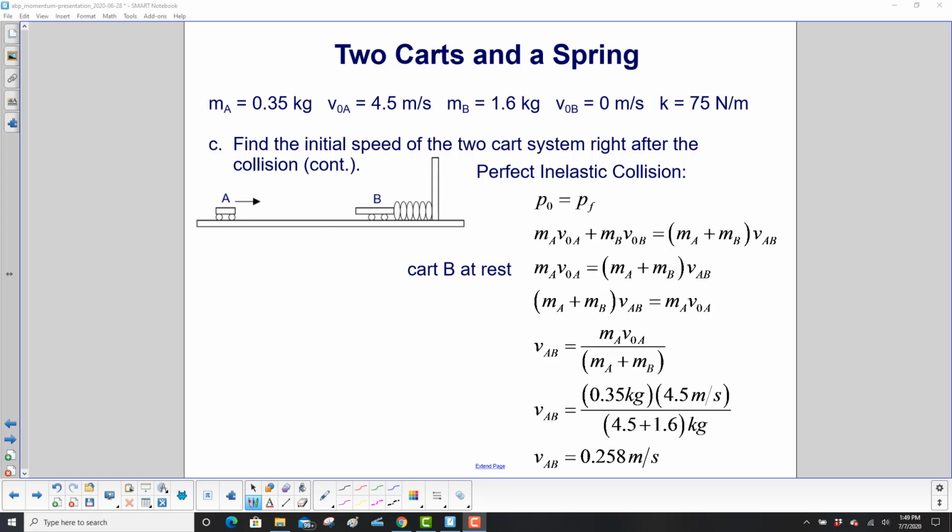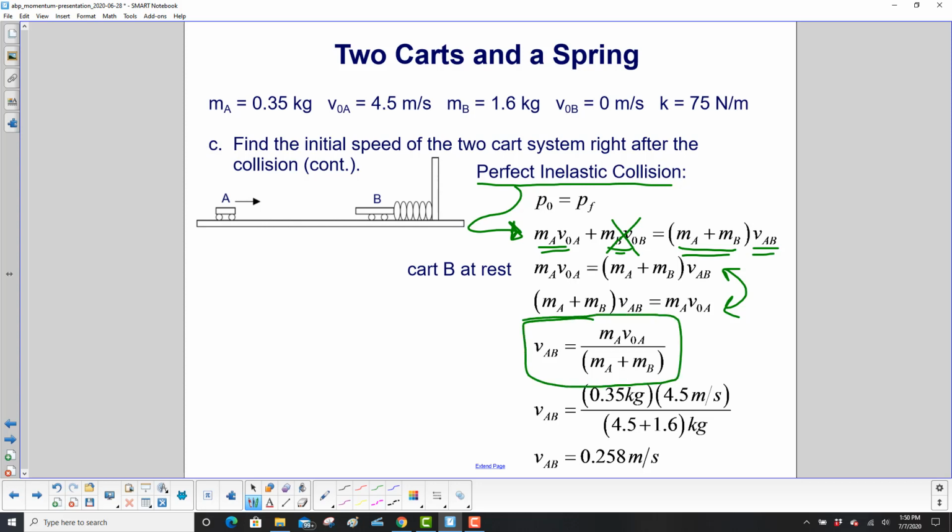Find the initial speed of the two-cart system right after the collision. Since we know that it's a perfect inelastic collision, we're going to jump right to the equation that's given for that. We have the initial momentum of each block equals the combined mass times the velocity of the two blocks stuck together. We eliminate this term. It's equal to 0 because block B is at rest. We then switch this equation around because we want to solve for vAB, so we put it on the left side, no big deal. Divide both sides by the combined mass, and here's our equation, which we've seen many times in the last few slides. Substitute our numbers in, and we get the velocity of AB is 0.258 meters per second.